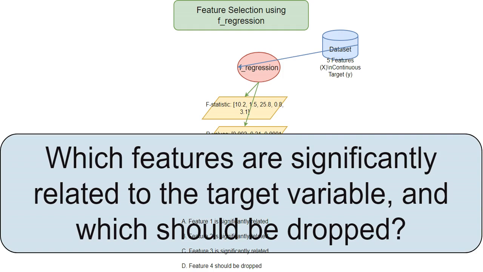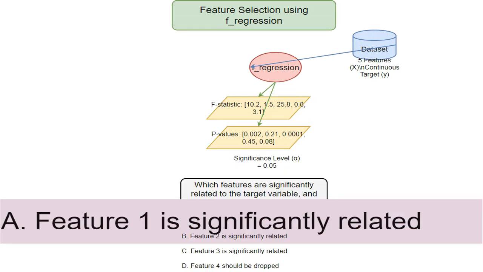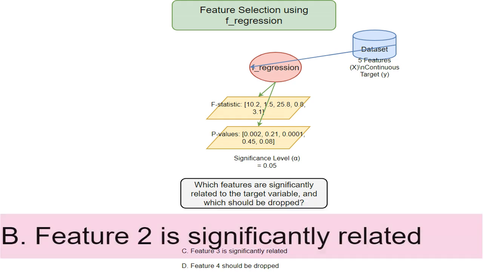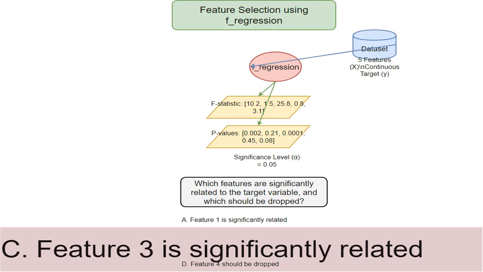the target variable. I check if the p-value for feature 1, 0.002, is less than my significance level, 0.05. Since it is, feature 1 shows a significant relationship. The p-value for feature 2, 0.21, is greater than 0.05, so it's not significantly related. The p-value for feature 3, 0.0001, is way less than 0.05, showing a very significant relationship.